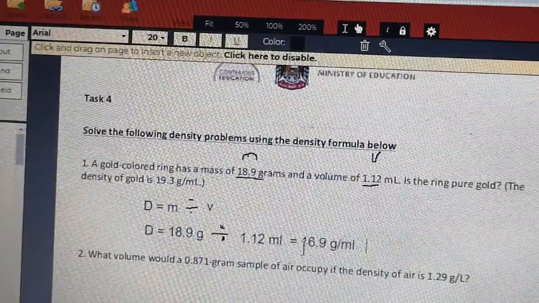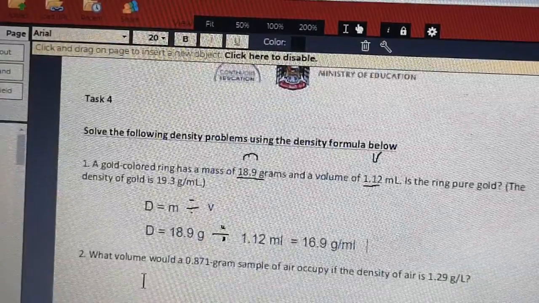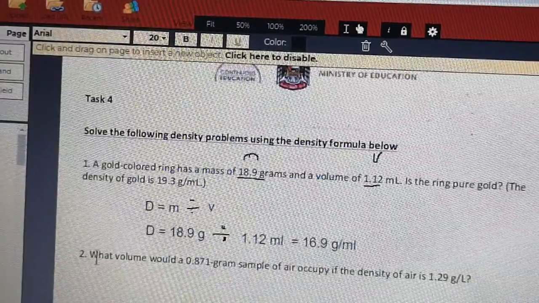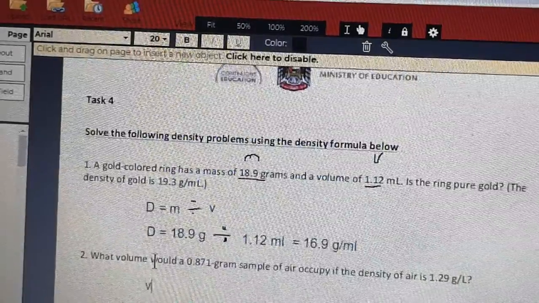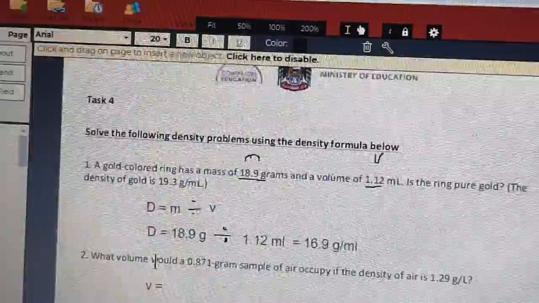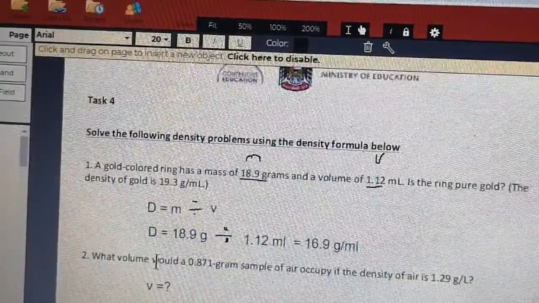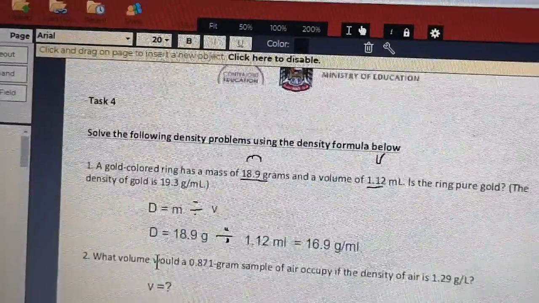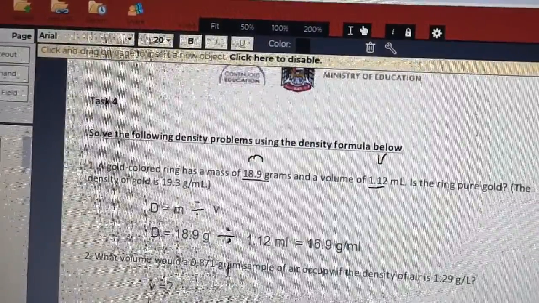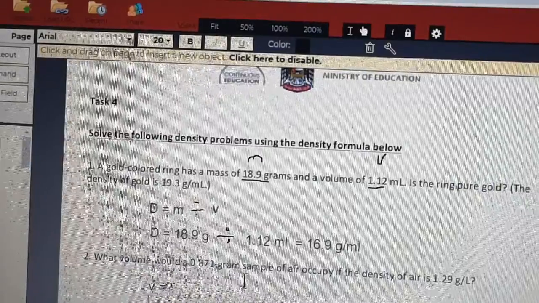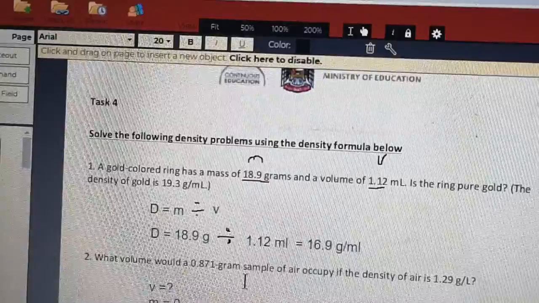What am I talking about with density? I just have to make sure I use the units from the question. Alright then. Now it says what volume. So now I'm trying to find V. So V is my question mark. What do I have? What does it tell me in the question? It gives me 0.871 grams. So I know the mass, right? Mass is in grams. So M is equal to 0.871.